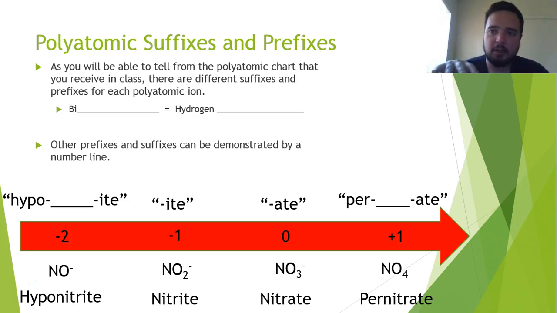There are a couple of polyatomic ions that follow this. There are other polyatomic ions that's just how they are. But carbonates, sulfates, nitrates, phosphates, they all follow this kind of trend here. So just be aware of that.